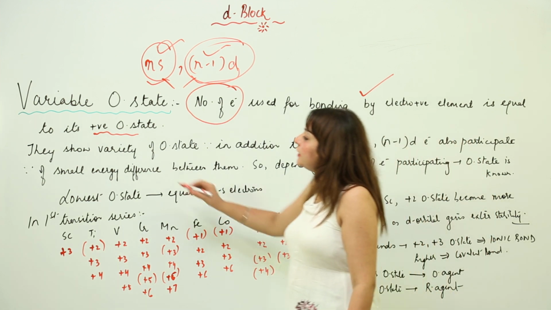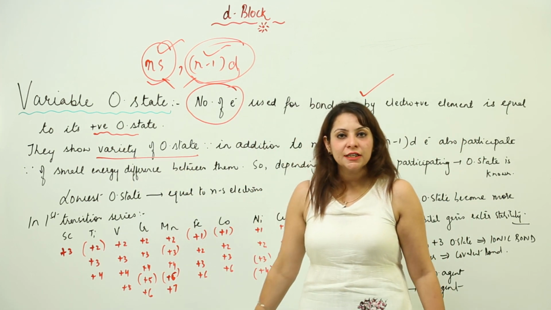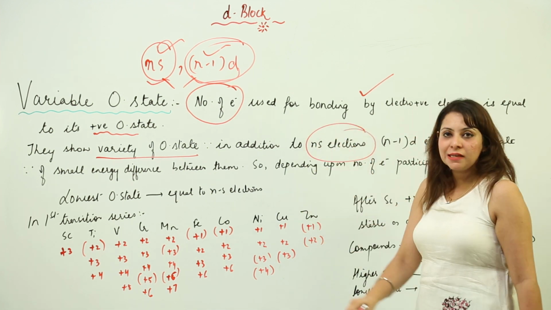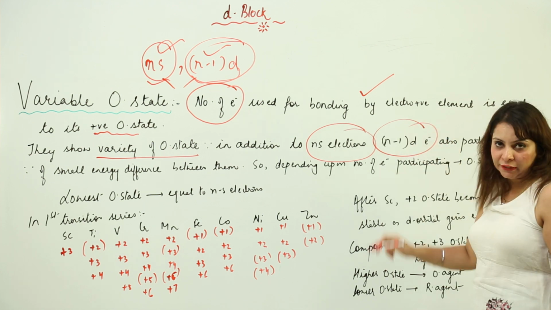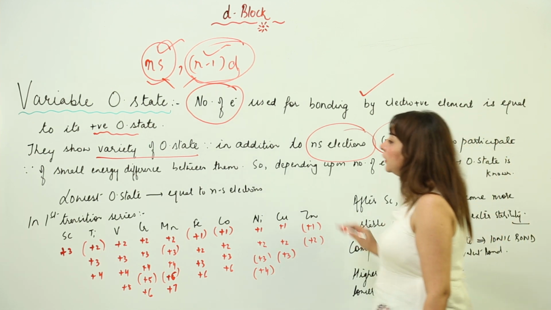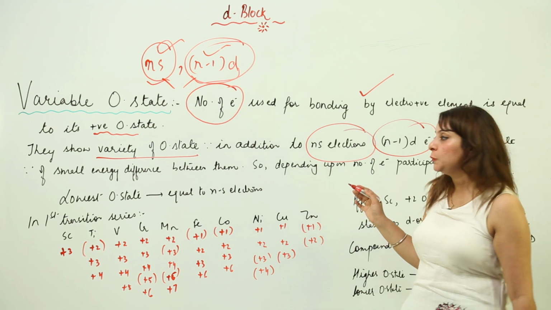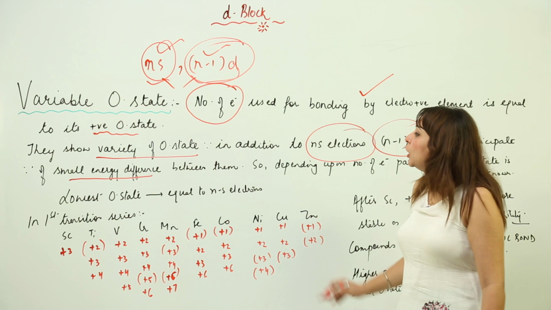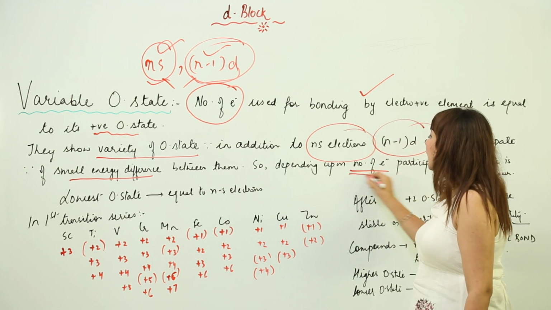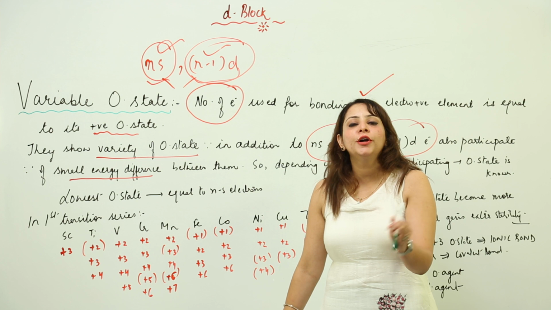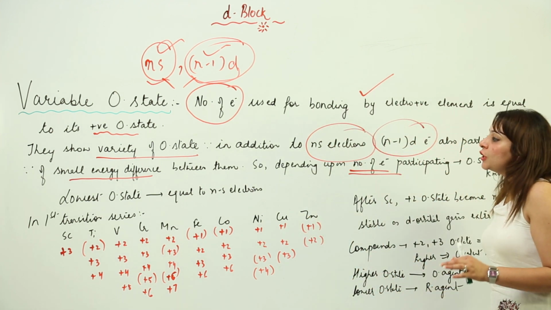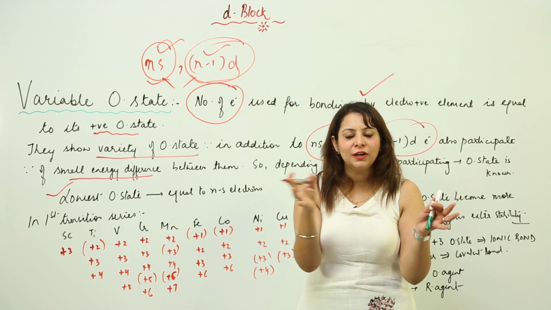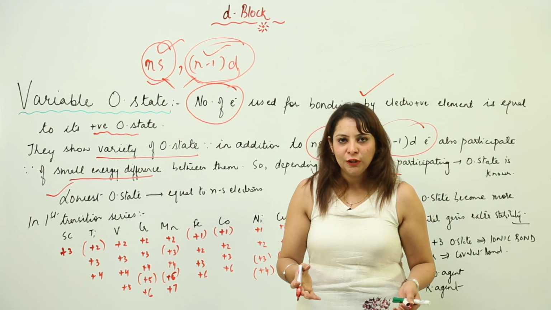Now what is the reason that they show variety? As I told you, they show variable oxidation state because, in addition to ns, the penultimate shell is also participating in the bond formation. And what is the reason behind both of them participating? A small energy difference. Depending upon the number of electrons that are going to participate, that is going to indicate the oxidation state. So we have seen that they can have oxidation states from the lowest to the highest, and in the middle we can have the intermediate ones also.